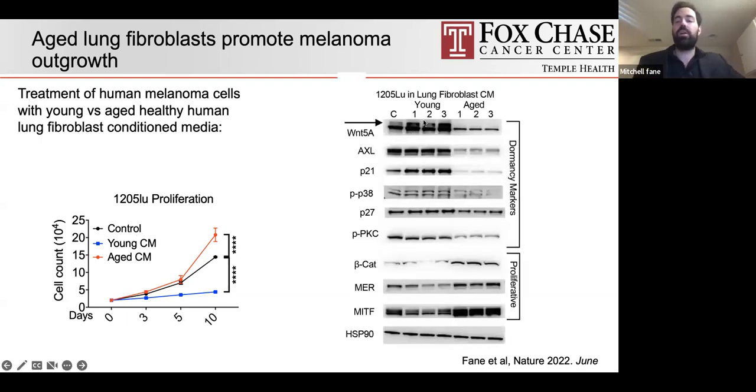We next then treated these melanoma cells with 3 different young versus aged healthy human lung fibroblast conditioned media and looked at protein expression. And you can see if we treat with aged lung fibroblast conditioned media, we get a dramatic decrease in a lot of these different dormancy markers, particularly Wnt5a, which is this top band up here. You can see it completely disappears, and also AXL as well. And we also get an increase in these proliferative markers.